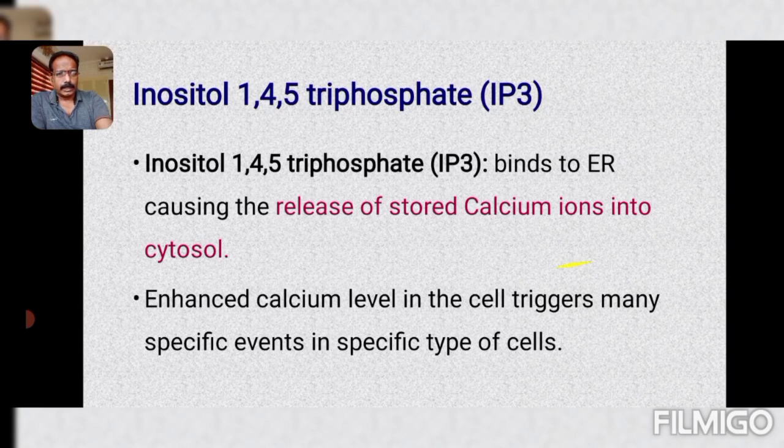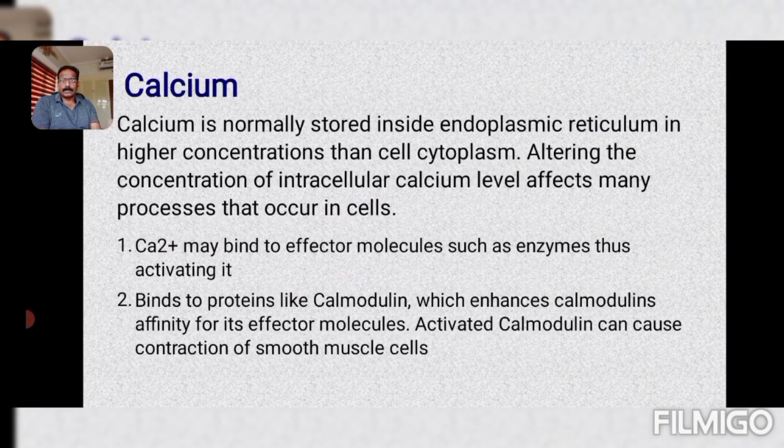Let us see what the functions of calcium are. Calcium in itself is a second messenger. It is normally stored in internal reserves like the endoplasmic reticulum. When it is released, we can see at least two functions of calcium ions. One, it activates a number of enzymes. And another one is that it binds to calmodulin, which is a protein. And when calmodulin is activated, it undertakes a number of functions, like one of them is contraction of smooth muscle cells. So these are a few of the actions of calcium ions as second messengers.